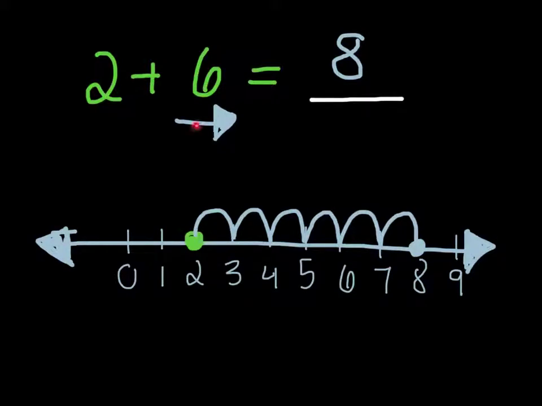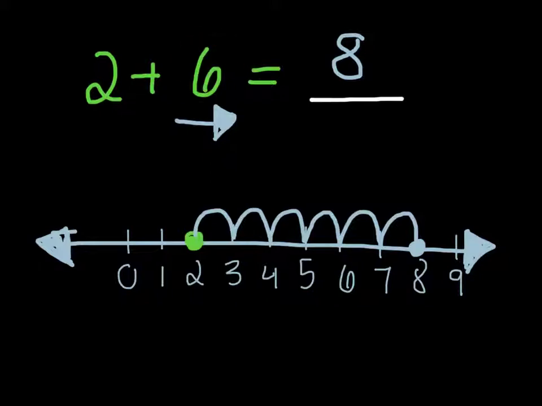To complete the operation 2 plus 6 using a number line, I begin by drawing a number line. I then graph the first number in the operation, in this instance 2. From there, because I am adding a positive number 6, I will move in the direction that is right. So that is why I've drawn an arrow pointing in the right direction. Because I'm adding the number 6, I will move 6 units to the right.